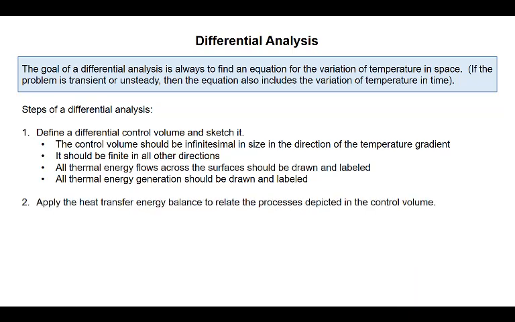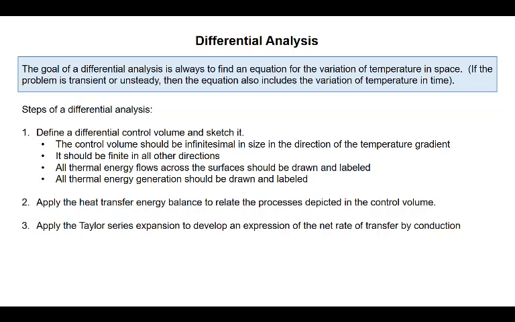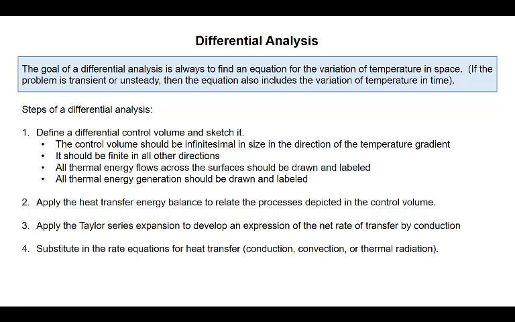The second step is to apply the heat transfer energy balance equation to relate the processes that are depicted in the differential control volume. The third step is to apply the Taylor series expansion to develop an expression for the net rate of heat transfer by conduction. In the fourth step, one substitutes in the rate equations for heat transfer. For problems that involve also convection, one would substitute Newton's law of cooling. For problems that involve thermal radiation, one would substitute an appropriate equation for the net radiative flux.